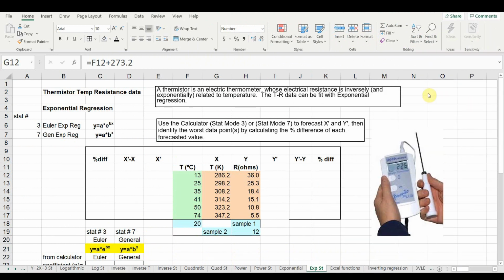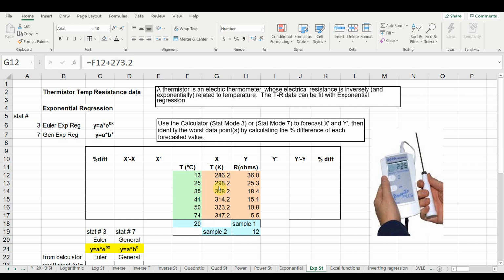The last type of data that I'd like you to fit to regression is exponential regression. This instrument is an electric thermometer, and this is a metal oxide probe. As its temperature increases, the resistance of it decreases, and it's exponentially related. Now you have to actually plot the Kelvin temperature versus resistance to get a good fit of data. That is, you need an absolute temperature scale.